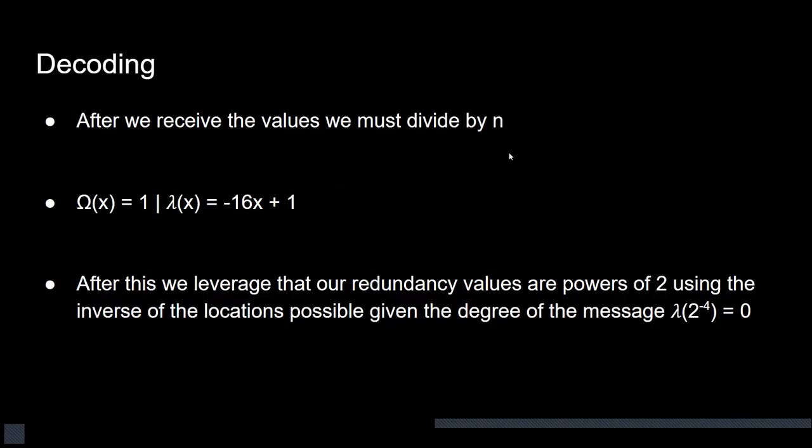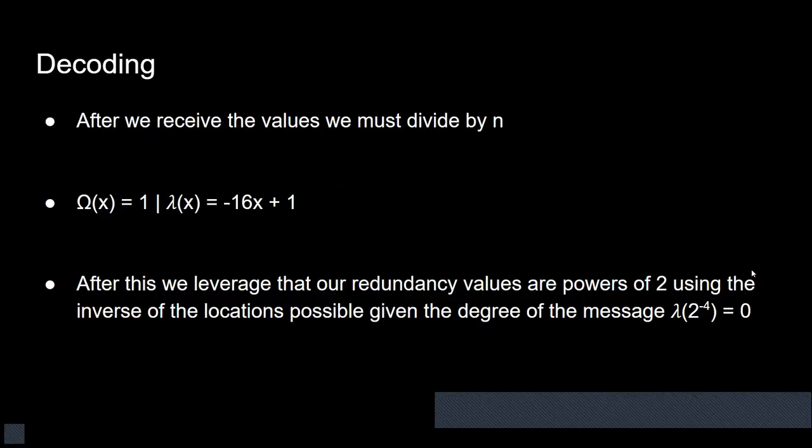After decoding, we must divide by n, which we put on both sides prior to this, and then the magnitude becomes 1 for our example, and the locator becomes negative 16x plus 1. After this, we leverage the fact that our redundancy values from the generator are powers of 2, using the inverse of the locations and given the degree of the message, we will find out where our errors are.